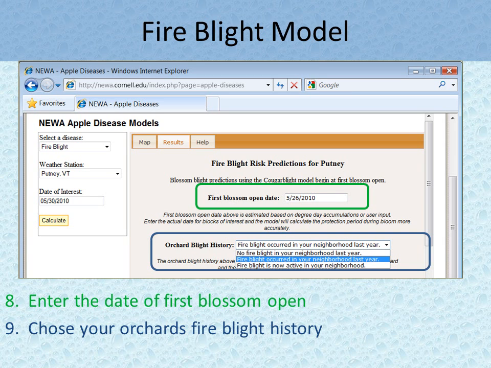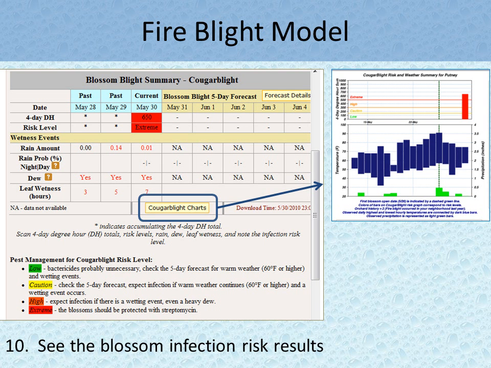Another disease model on the station pages of NEWA is for monitoring fire blight. You can see fire blight risk predictions for your orchard if you enter the date of first bloom and select the orchard fire blight history. The Cougar Blight blossom blight summary shows a color-coded chart of the fire blight risk levels. It shows past, current, and future predictions. The Cougar Blight charts show a visual graph of those risks.